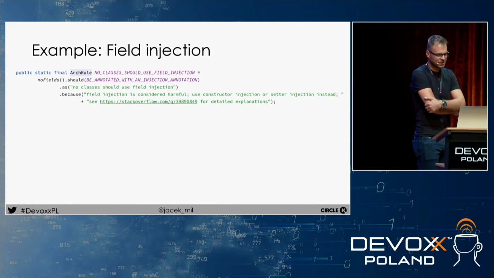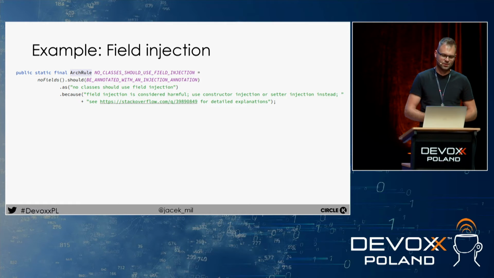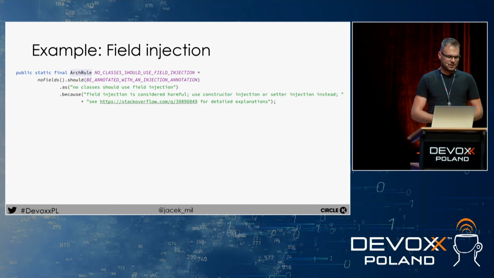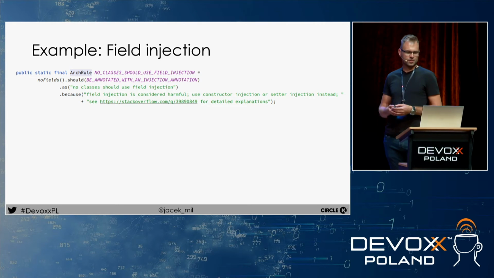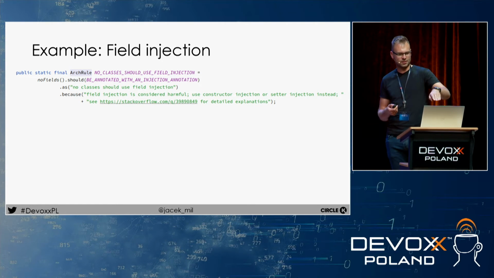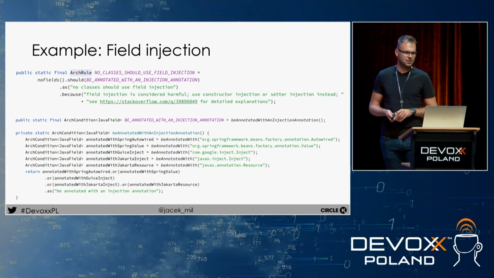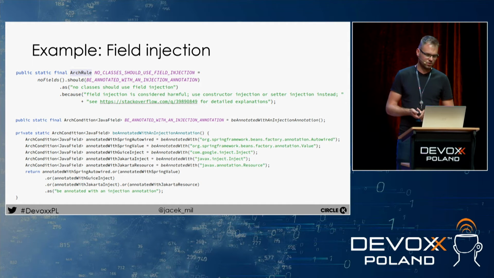Field injection, what does it mean? Under this constant is yet another constant, of course. But it says that no fields should be annotated with injection annotation. There you see this error message with the Stack Overflow link. And the implementation itself is in the method on the bottom.